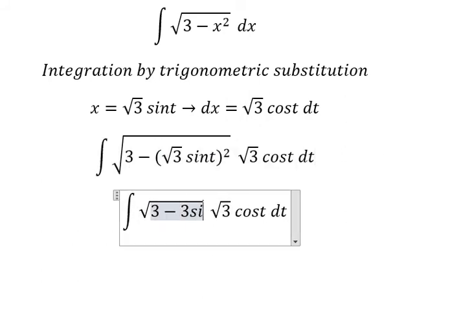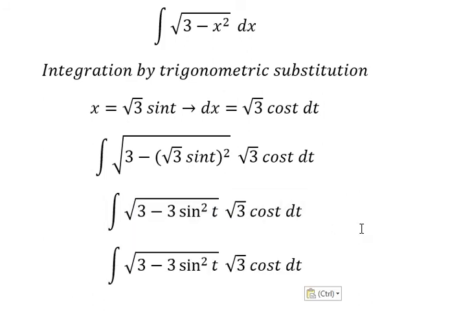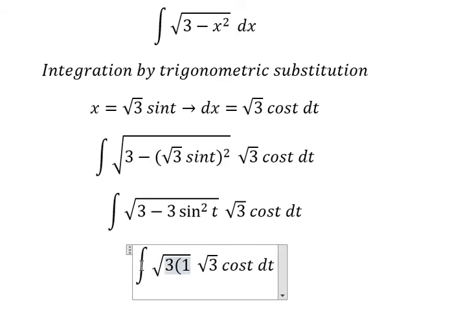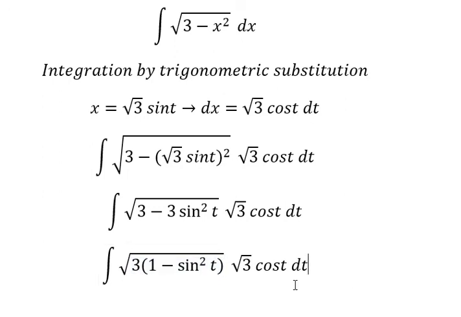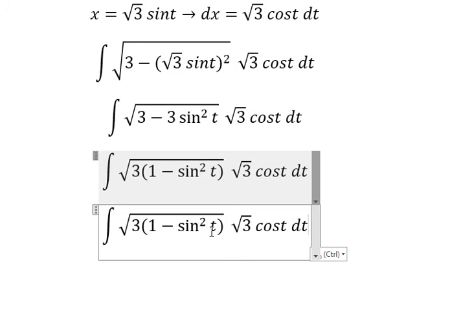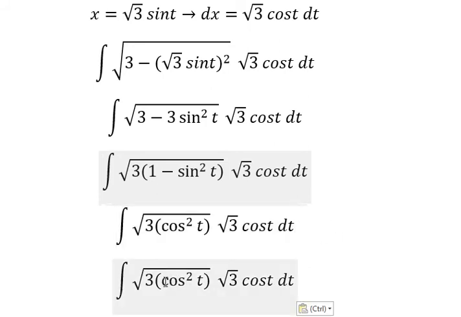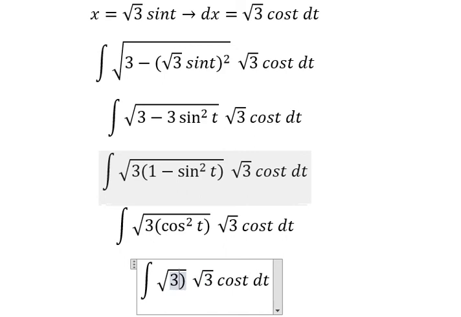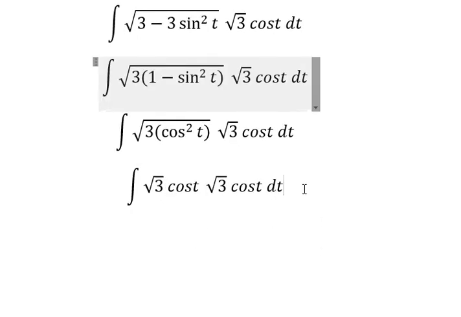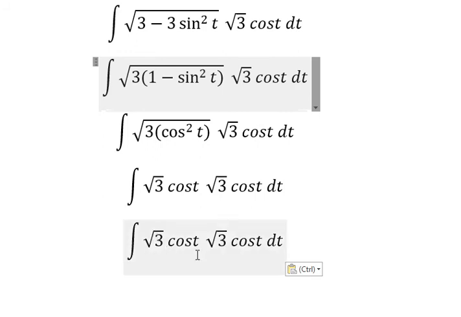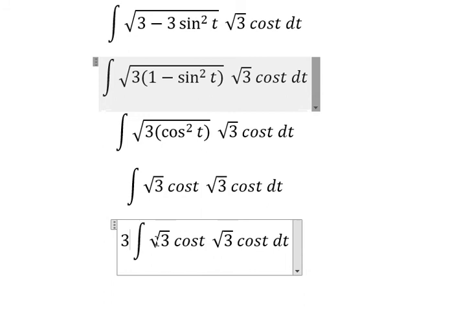This one we got 3 sine squared t. Later we have number 3, and number 3 we can do factorization. This one you got cosine squared t. The square root of cosine squared t, you got cosine t, with the square root of 3. Square root of 3 and square root of 3, you got 3. Cosine t with cosine t, you got cosine squared t.